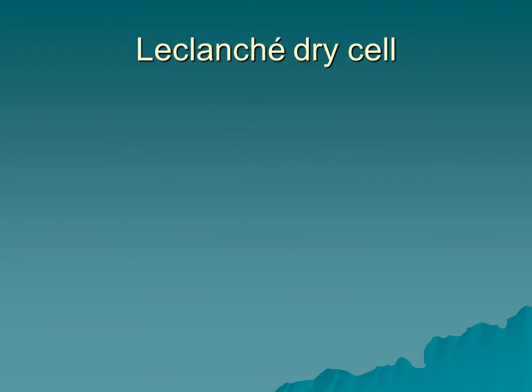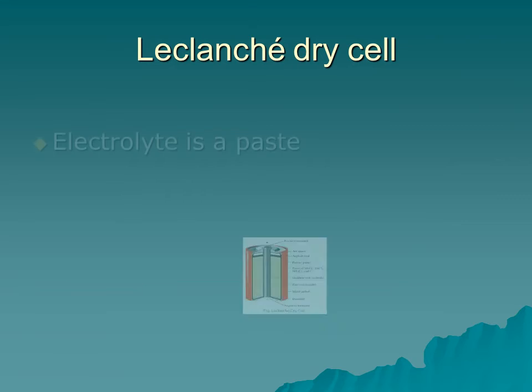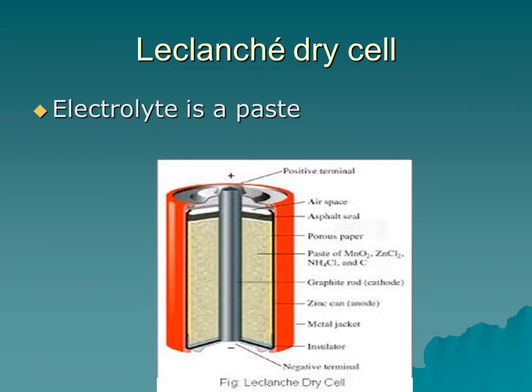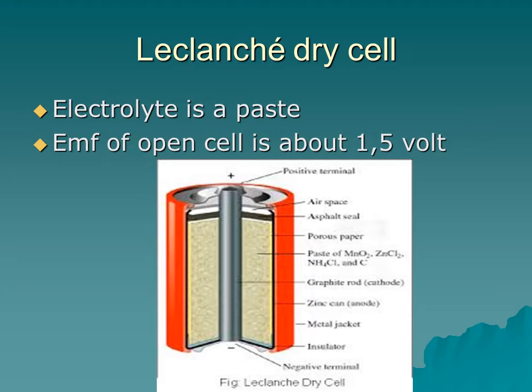The Leclanché dry cell. The electrolyte is a paste. The EMF, or electromotive force, of this open cell is about 1,5 volt. It is made up of a metal jacket, which also serves as the negative terminal. Then we have the positive terminal, as indicated at the top, connected to a graphite rod. Then we get the paste, which is made up of different chemicals and insulated by an asphalt seal.